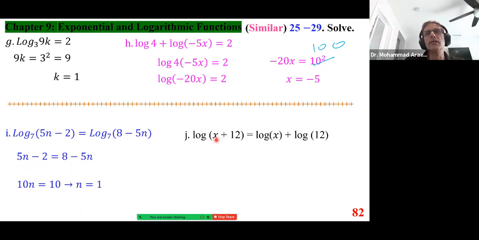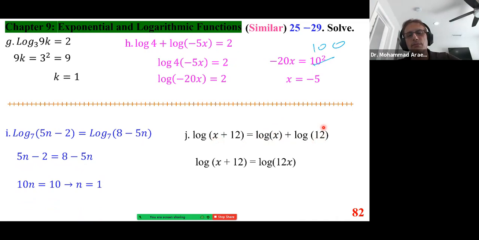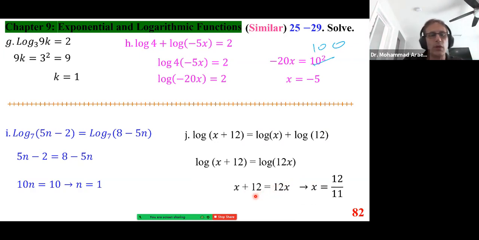The left side is a single log. We are in good shape, but the right side is not. We multiply x by 12, and now it becomes a single log. They have the same base, namely 10, because it's a common log. They must have the same argument, namely x plus 12 equals 12x. Now, if I subtract the x, I get 11x. I divide by 11, x becomes 12 over 11. So again, I want to make sure everybody understands. If I cancel out the x, I have 11x on this side.